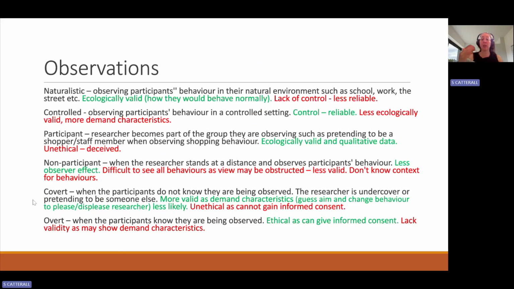Whereas overt, out in the open, they know they're being observed. It's very ethical, they can give informed consent, and they can refuse and say, I don't want to actually be observed. But then they might show demand characteristics because they know that you're watching them, which you would do, wouldn't you, if you were thinking, why are they watching me? You'd be very unnatural in your behaviour, even if you weren't trying to please or displease the researcher.